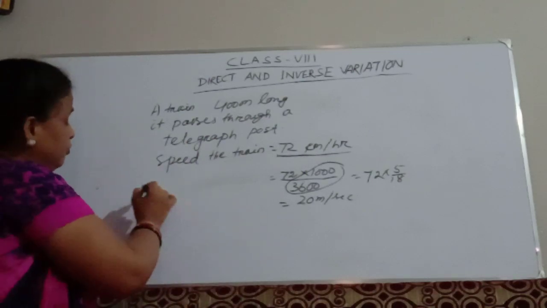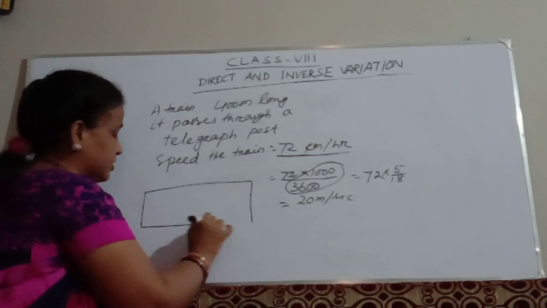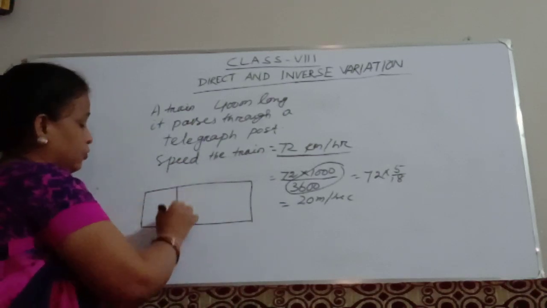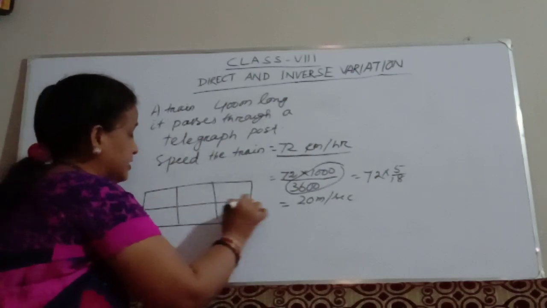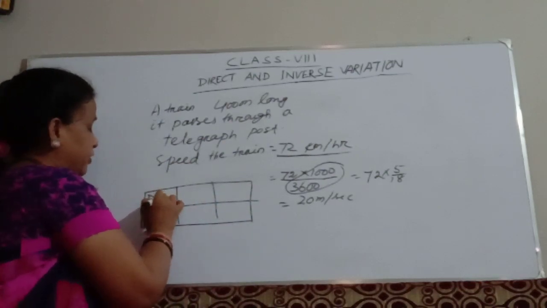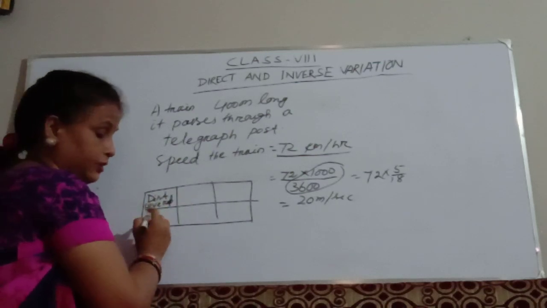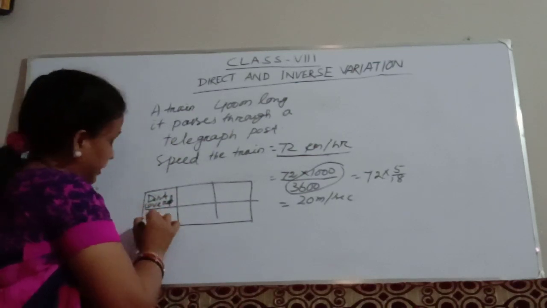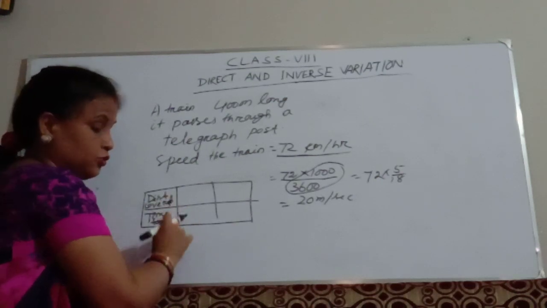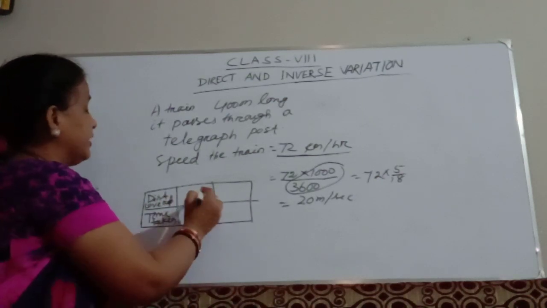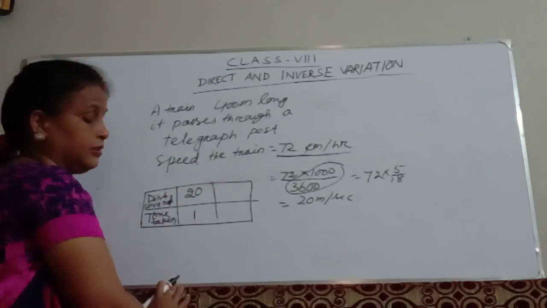Then you have to arrange a tabular form. In 1 second how much it covers, in 2 seconds how much it covers. So here you write distance covered, and here you write the time taken. In these two boxes, write distance covered 20 meters in 1 second.